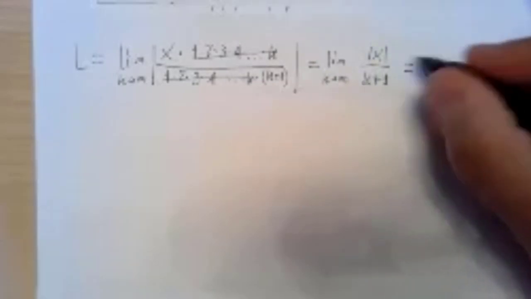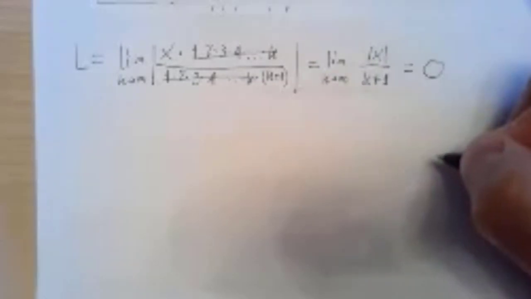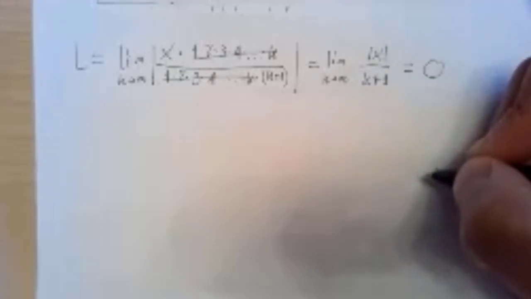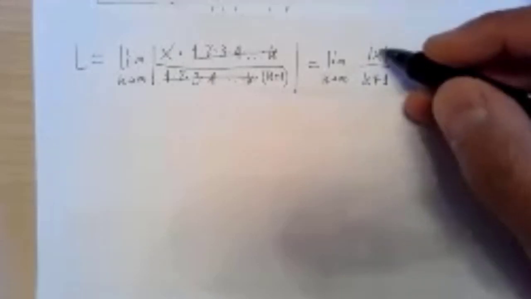So notice this limit is 0 regardless of x, right? It didn't matter what x equals. It doesn't matter what x equals. The answer to this limit is 0. All right. So then what?